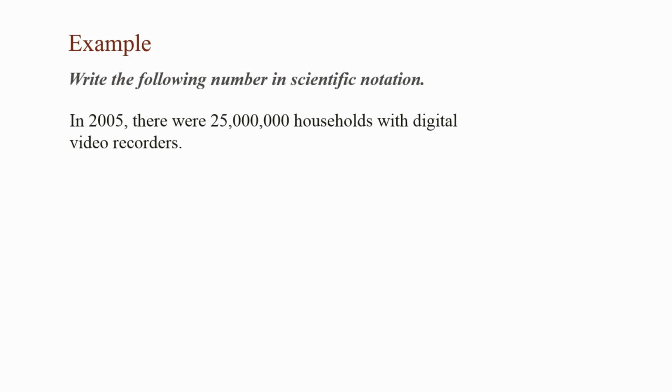In this example, write the following number in scientific notation. In 2005, there were 25 million households with digital video recorders. This is the number that we're going to be changing, 25 million. We start off by writing 2.5. You only want one number in front of the decimal point. Then we write our x 10. This is going to be a positive exponent, but I need to figure out how many places. Seven. So 25 million can be written as 2.5 times 10 to the 7th in scientific notation.